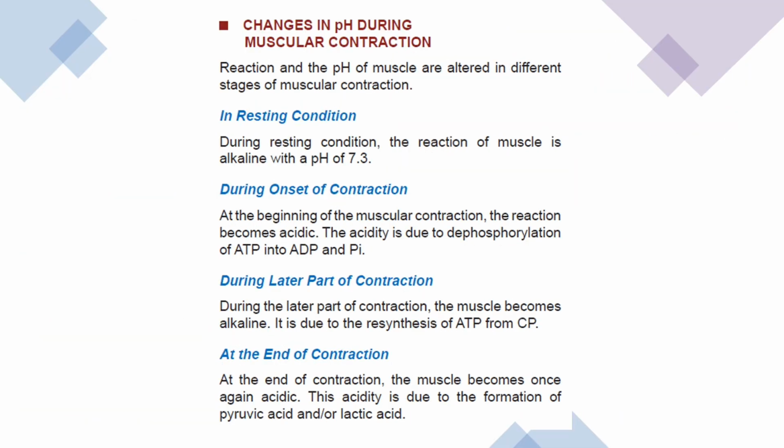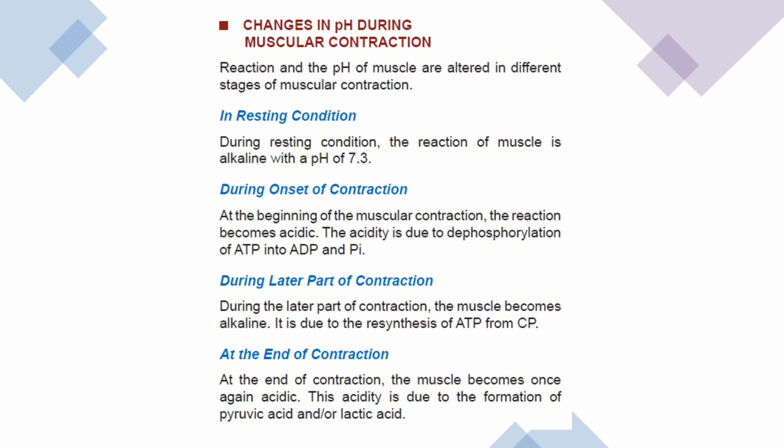Now let's discuss the changes in pH that occur during the different stages of muscular contraction. In resting condition, the muscle reaction is alkaline with a pH of approximately 7.3. This reflects the absence of active biochemical processes like ATP breakdown or lactic acid formation. It maintains a stable, slightly alkaline state. During the onset of contraction, at the beginning of muscular contraction, the muscle becomes acidic. This acidity is caused by the dephosphorylation of ATP, where ATP is broken down into ADP and inorganic phosphate to release energy for contraction.